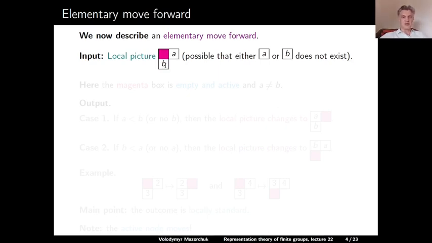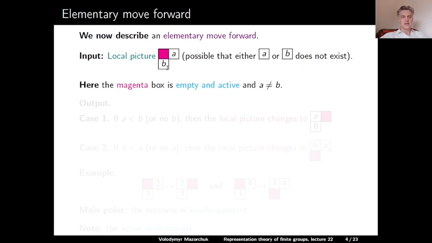So in the general case, one of these boxes might be empty again. And we call the magenta box the active box. So it should be empty, so it should not contain any number. But this box is distinguished as a box which we call active. Another important input condition is that the numbers A and B should be different.